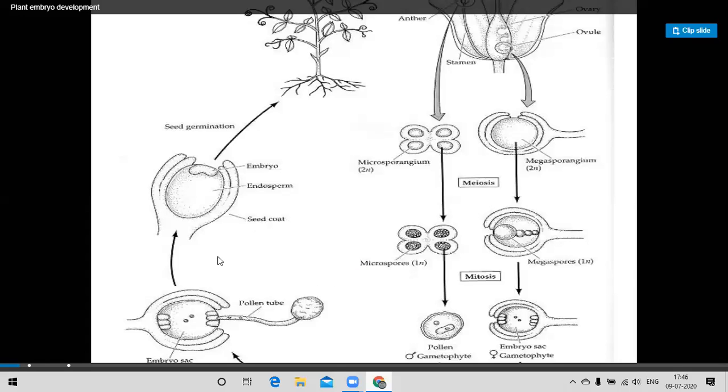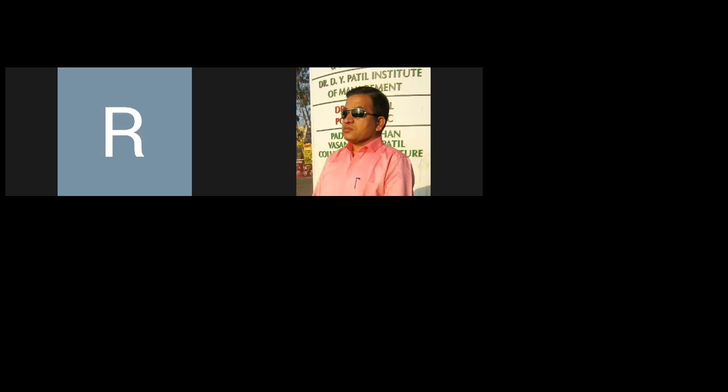So in this way there is a formation of the megaspores and microspores in the process of development of the embryo. Okay, so the next part is the seed and fruit development. The same criteria apply again for seed and fruit development.